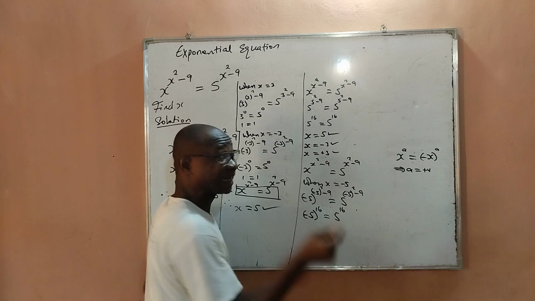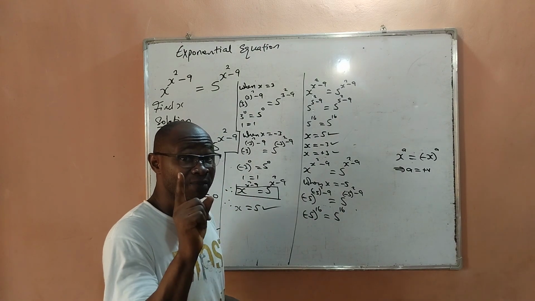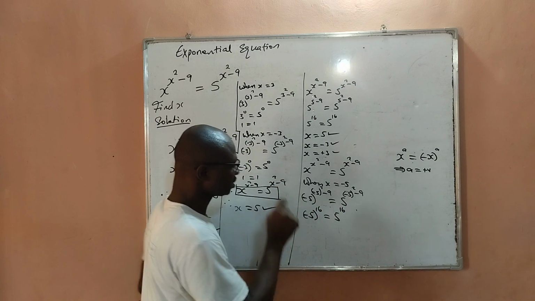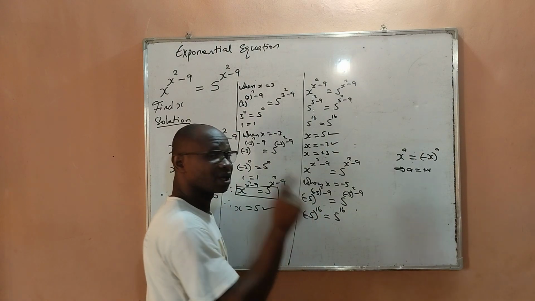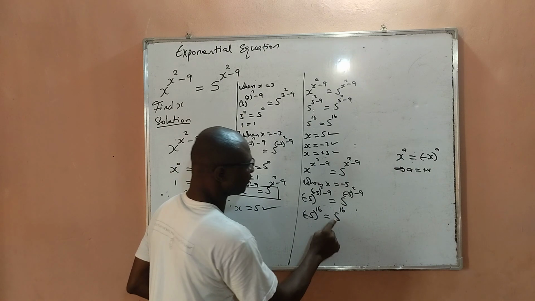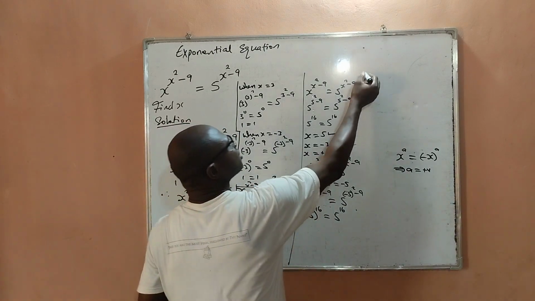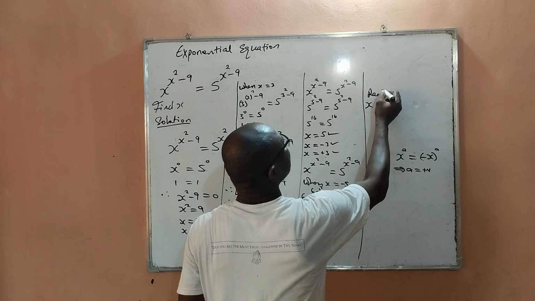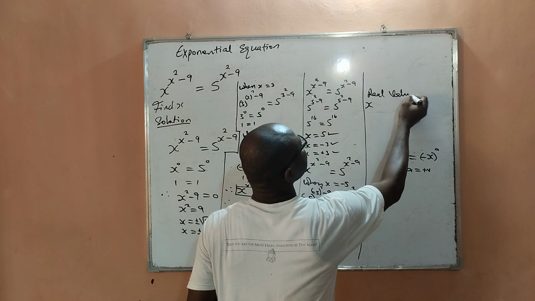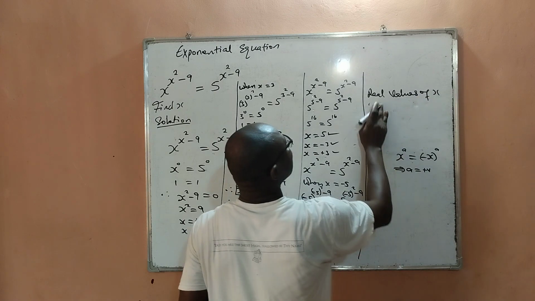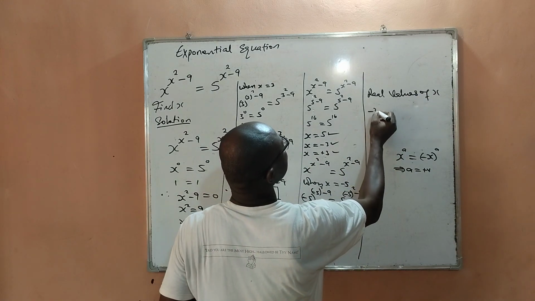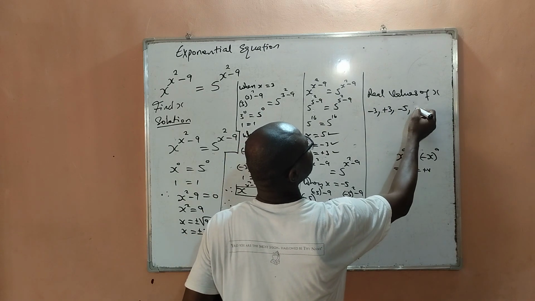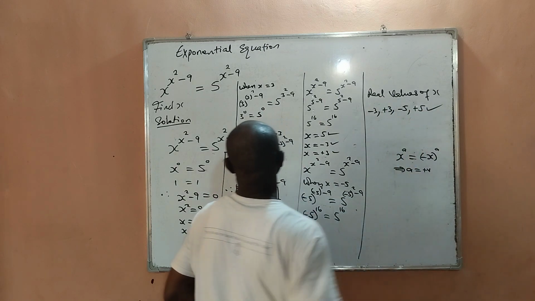16, 16, and they are even. Okay, that is the most important thing. Provided the exponents, the powers are positive, the negative base will give you the same thing that the positive base will give you. So in conclusion to this video, we can now say that the real values of x are 1, minus 3, plus 3, minus 5, and plus 5. These are real values of x.